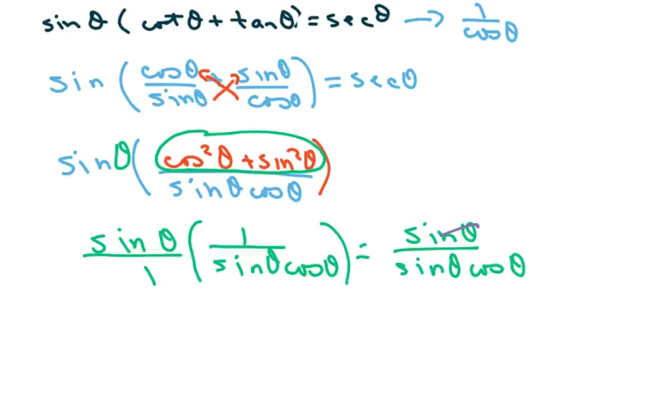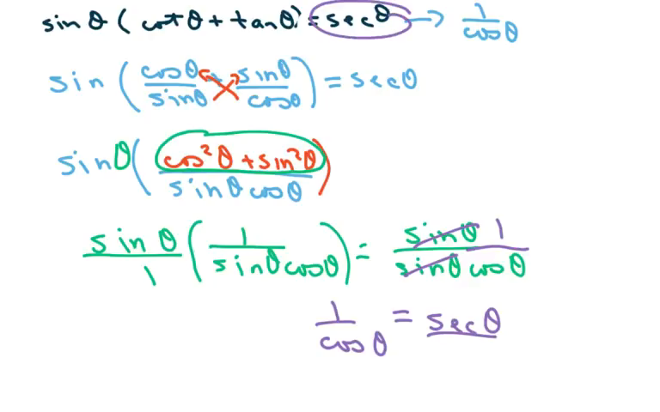Now these two cancel. It divides out by 1. So you get 1 over cosine of theta, which is what we sought. And 1 over cosine equals secant of theta. So this is what we desired.